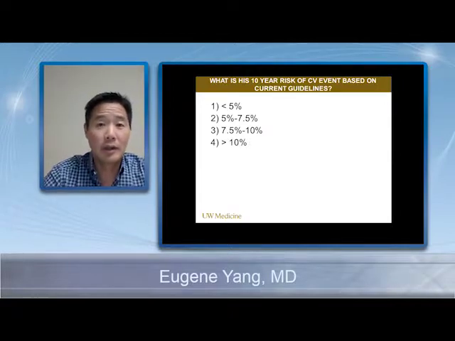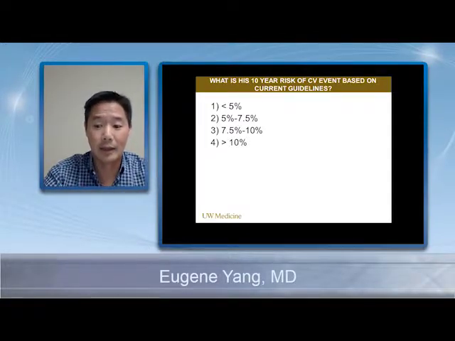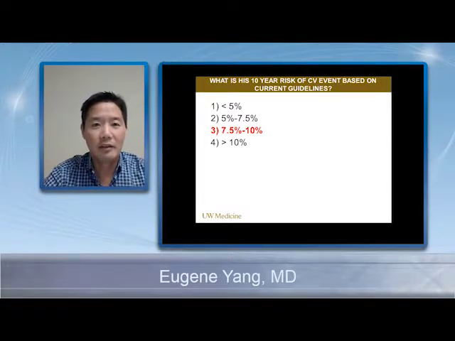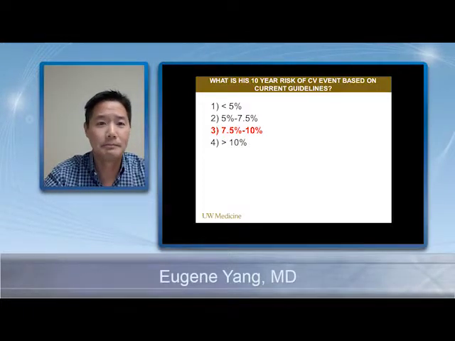So if we look at the current cardiovascular risk calculator, is his risk less than 5%? Is he in the 5 to 7.5% category? Is he 7.5 to 10%? Or does he have a greater than 10% risk of a cardiovascular event using the updated ACC-AHA guidelines? And in fact, he falls in a high risk category, which is above 7.5%.